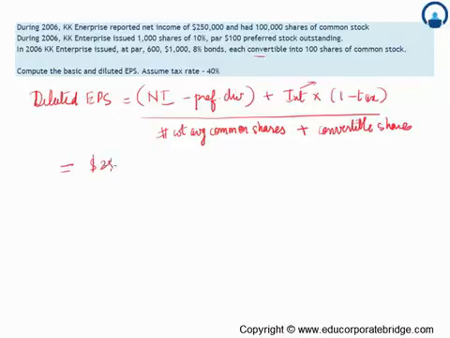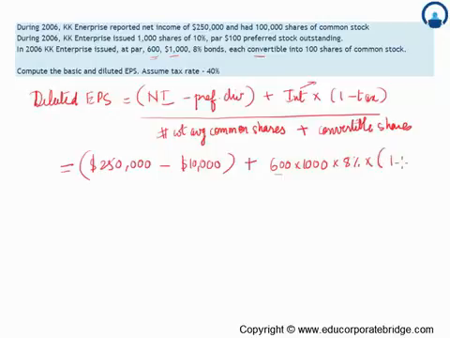So let's calculate this using our formula. Net income is $250,000 minus our preferred dividend of $10,000, which we had seen earlier, plus your interest expense times 1 minus T. What will be your interest expense? The total bond value multiplied by 8%. So this would be 600 multiplied by 1,000. We had 600 bonds at 1,000 par value, so this is the total value of the bonds, and 8% of which is being paid as the interest expense. This is multiplied by 1 minus the tax rate. What is the tax rate here? The tax rate here is 40%.